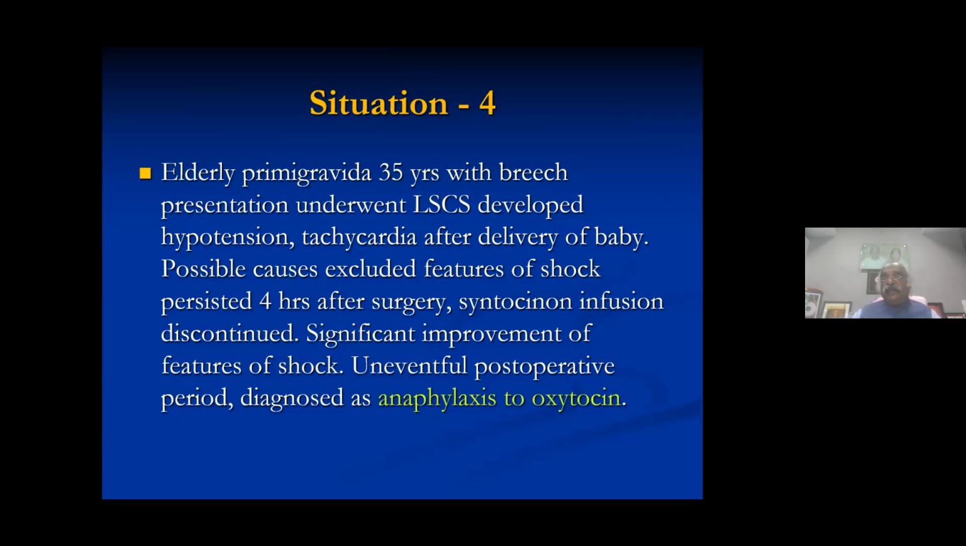This is really a case which I cannot forget. This is a case where she was a doctor, and now she's a professor in one of the disciplines. She came, LSCS was done, and immediately after delivery of the baby, hypotension and tachycardia happened. And that persisted 4 hours after surgery. Our anesthetist asked what drugs had been given after the delivery of the baby, and the only drug given was oxytocin, syntocinon.